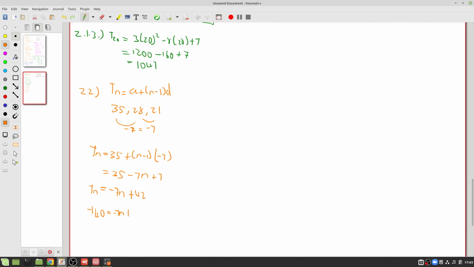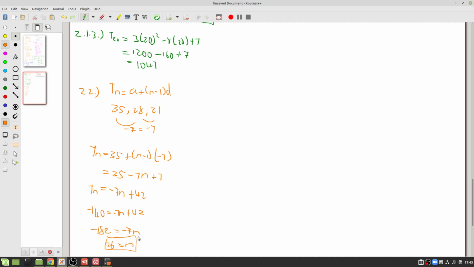So negative 7n plus 42. Ooh, not 4n, 42. So take over the 42, so we get negative 182 equals negative 7n. And now we can divide by negative 7. So 182 divided by 7 is 26. So the 26th term will be equal to negative 140.